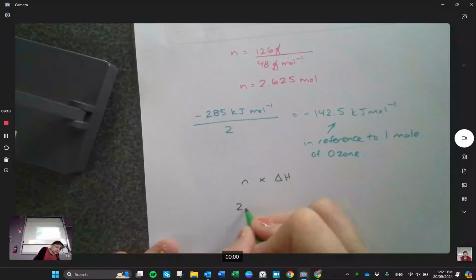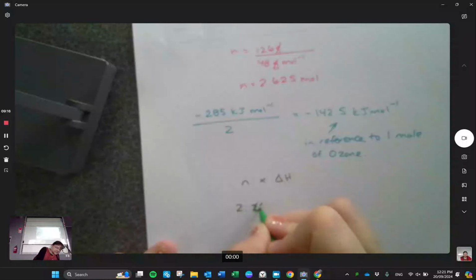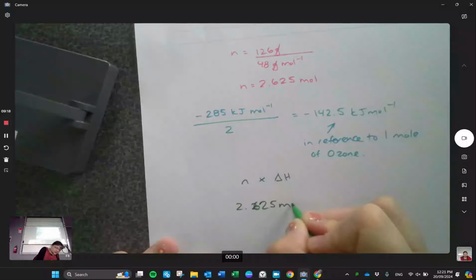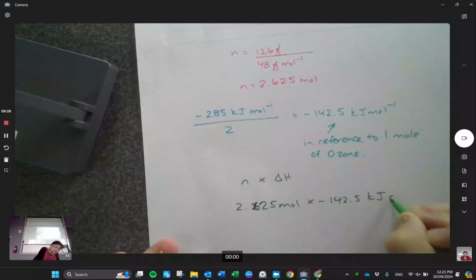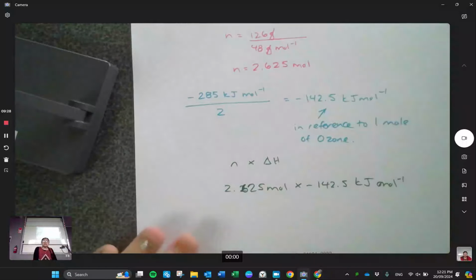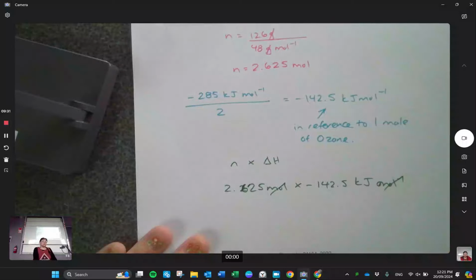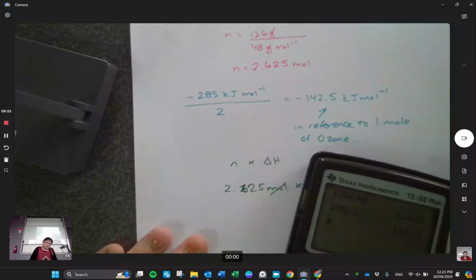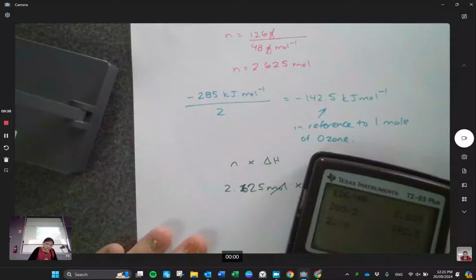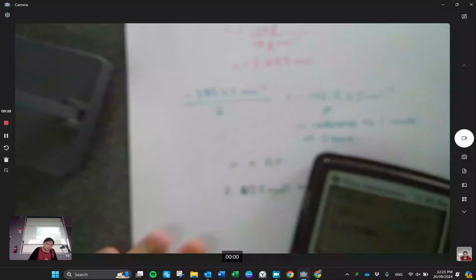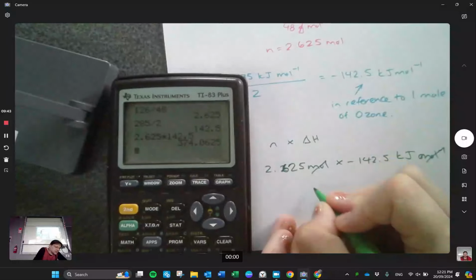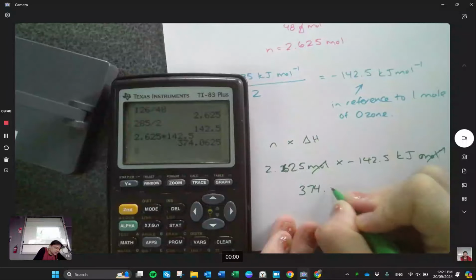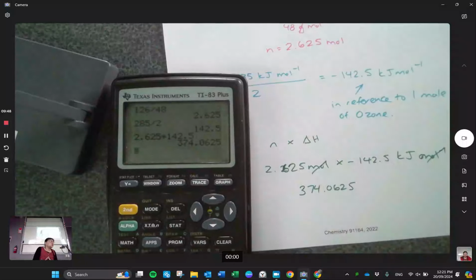So N is 2.625 moles. And again, I'm multiplying that by -142.5 kilojoules per mole. By doing that, the moles and the moles cancel out, so I'm on the right track. So 2.625 times 142.5, and I get from this reaction 374.0625 kilojoules of energy released.